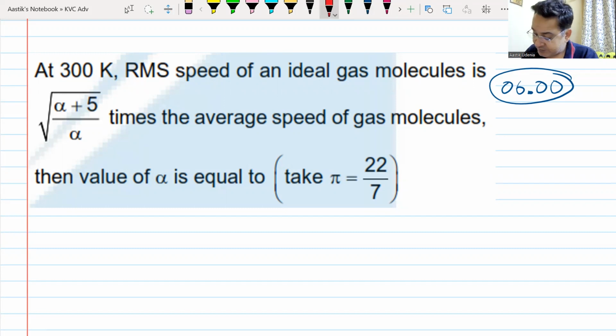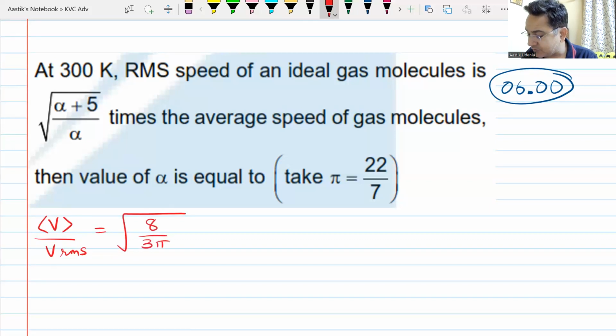28.000000 is correct. V average divided by VRMS. In V average, we have 8 by pi. And in VRMS, we have root 3. Yes or no? Yes, sir. So if you find out the ratio, V average divided by VRMS, that will be equal to 8 divided by 3 pi. Yes or no? Yes, sir.